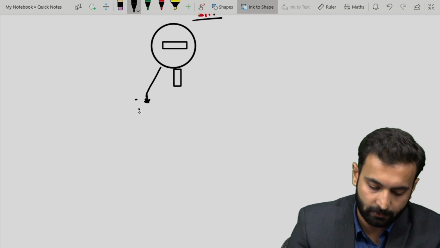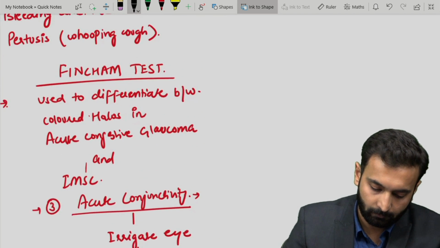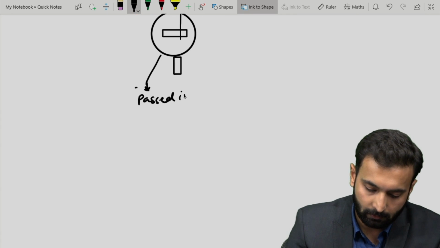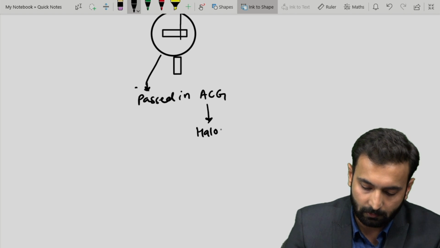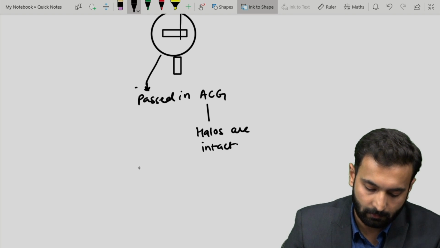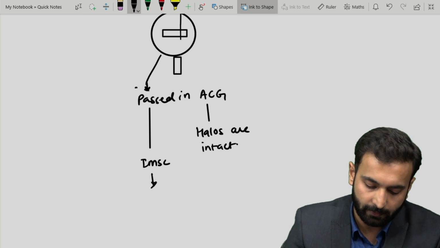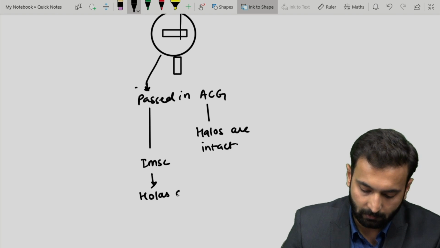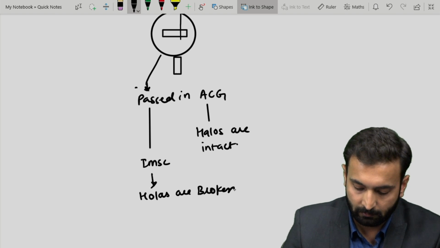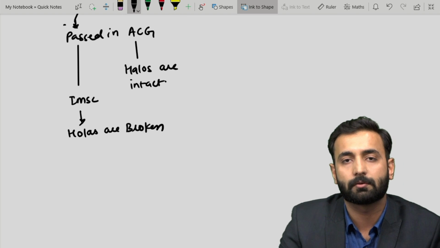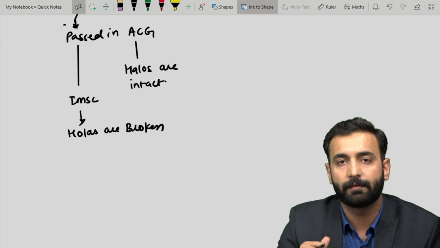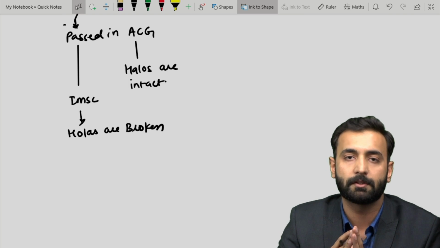So this slit is passed. In acute congestive glaucoma, the halos are intact, whereas if it is passed in immature senile cataract, the colored halos are broken. The colored halos are broken if we pass through immature senile cataract. This is all about the Fincham test, used to differentiate between halos seen in acute congestive glaucoma and immature senile cataract.